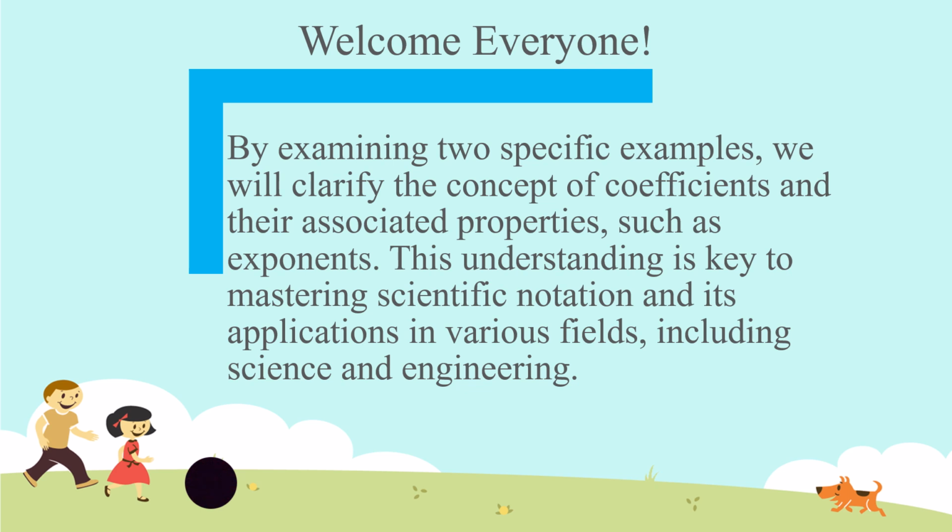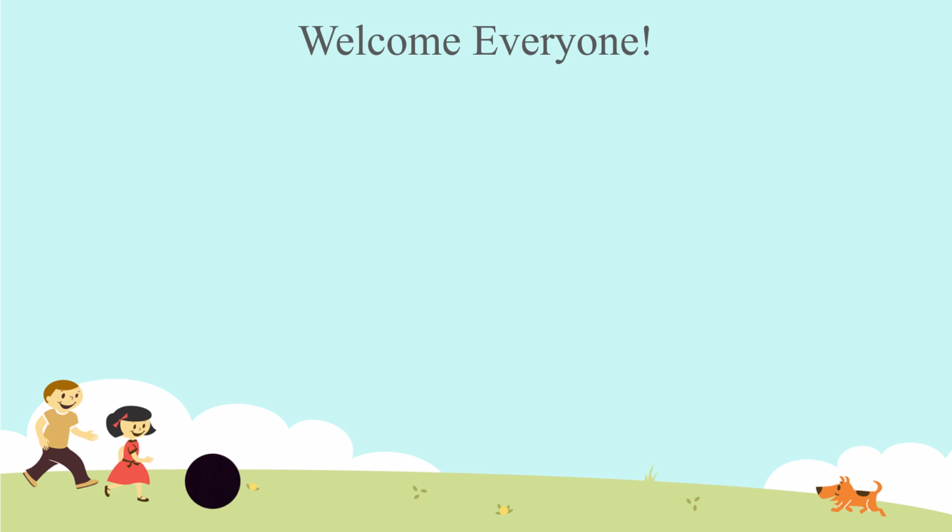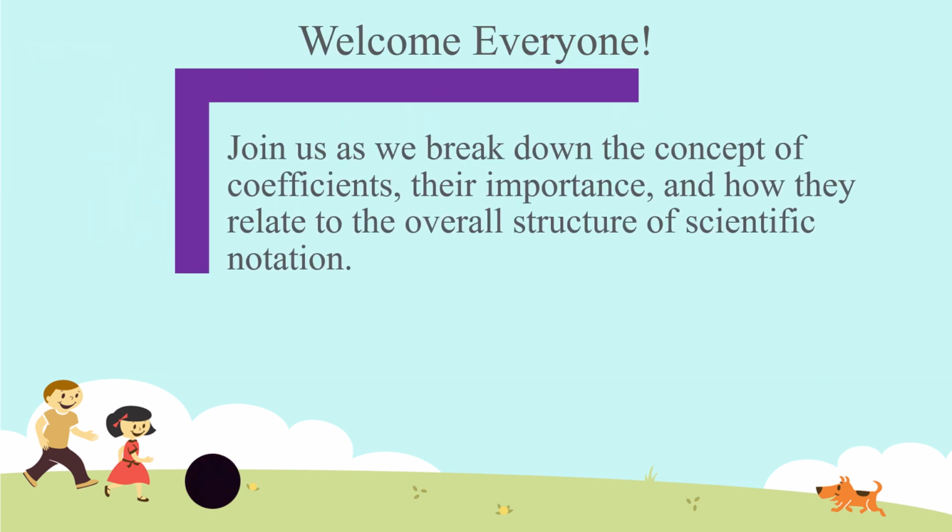By examining two specific examples, we will clarify the concept of coefficients and their associated properties, such as exponents. This understanding is key to mastering scientific notation and its applications in various fields, including science and engineering. Join us as we break down the concept of coefficients, their importance, and how they relate to the overall structure of scientific notation.